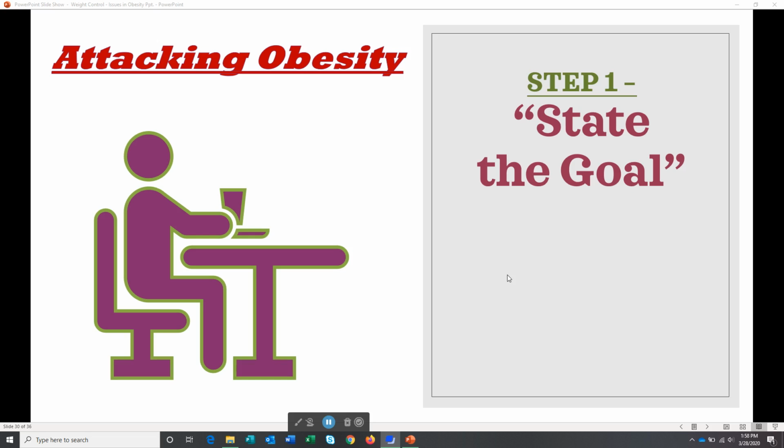Okay, so tackling obesity. How do we change our lifestyles from destructive to constructive? Number one, state the goal. Okay, I want to lose fat, create more lean muscle. This is a good way to start. I want to lose fat and create more lean muscle.